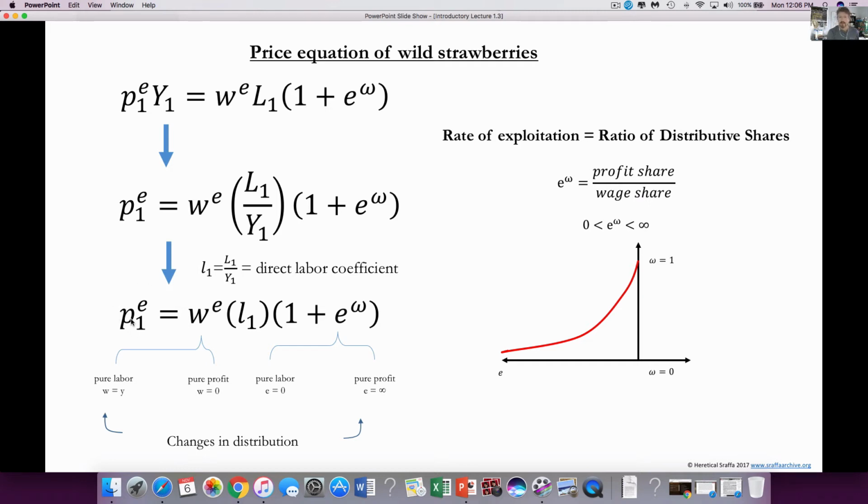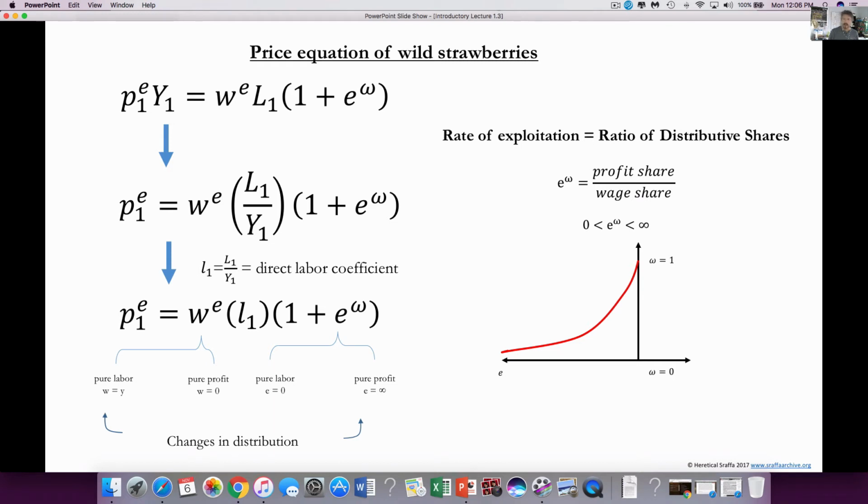Right? And so we have here this third equation. We see here that the price is going to be equal to the wage times the direct labor coefficient multiplied by the profit factor, which is this rate of exploitation or ratio of distributive shares. I have my rate of exploitation or ratio of distributive shares here in this graph. I put it in quadrant 2, where the vertical axis is going to be equal to the wage share. So it's going to be the distributive shares expressed in terms of the wage share.